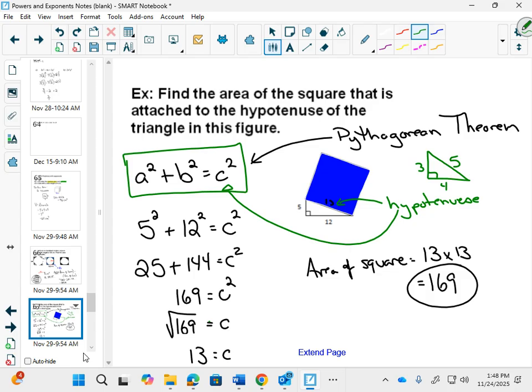I have a question about that, right? The C with the power of 2, why do you get rid of the 2? Because this means something times something is 169. If I want to find out what it is, I have to do the square root, because that's the opposite of square.